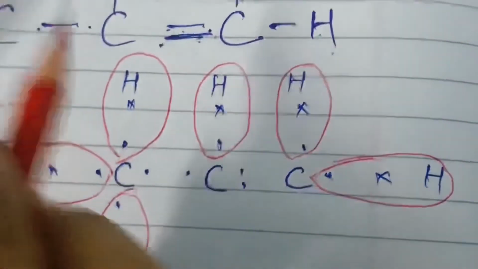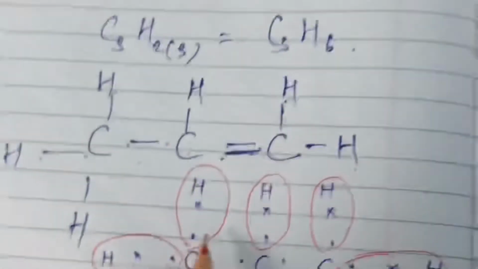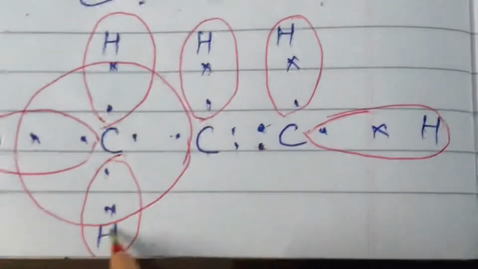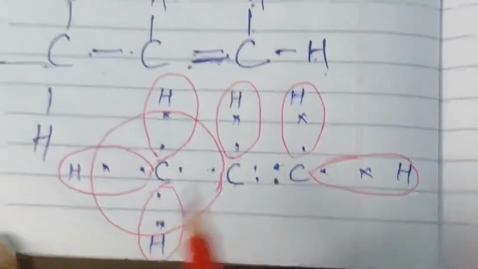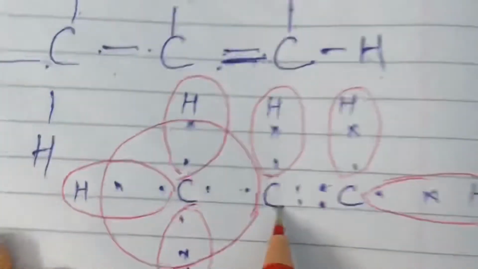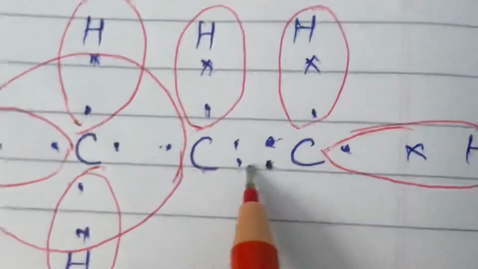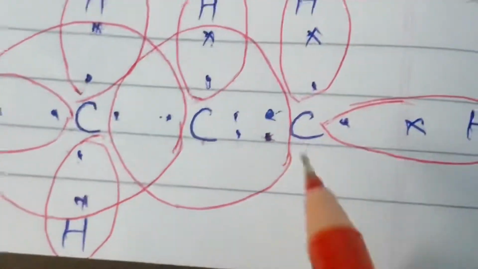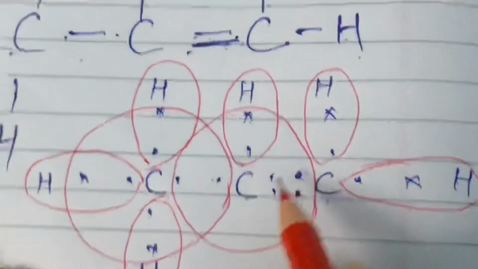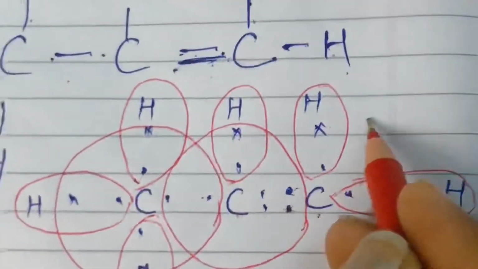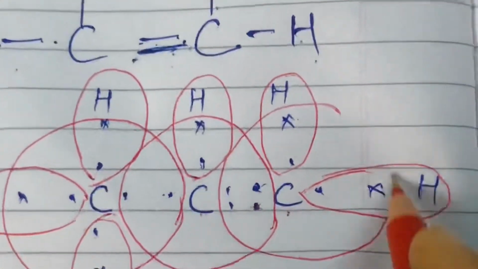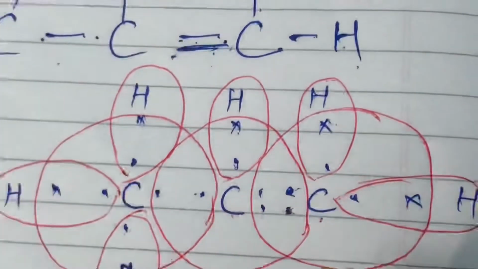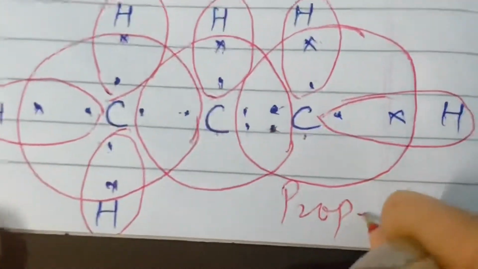I'll show you again. In the last structure I have not shown you properly. Here you see, this carbon I have encircled and tried to fill all the octet. Now see this carbon 1 2 3 4 5 6 7 8. So this will complete the circle like this, and this carbon 1 2 3 4 5 6 7 8 will also complete its octet. So our propene is also done. The structure of propene is also done.